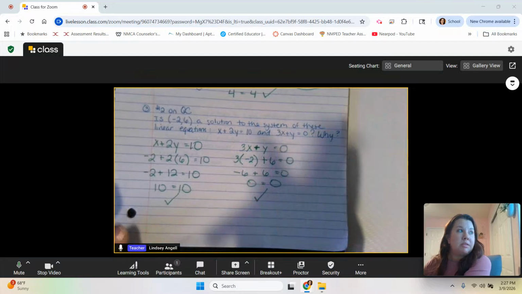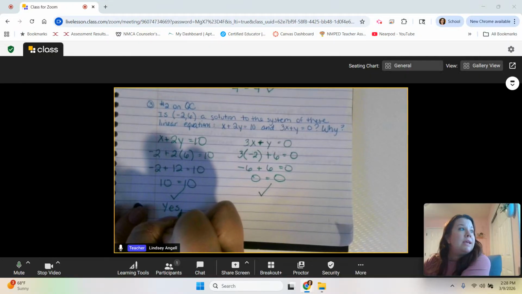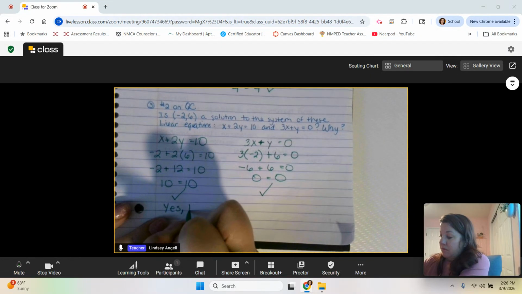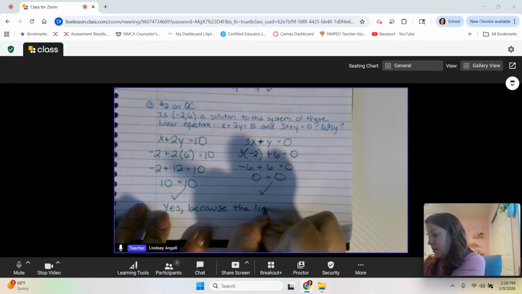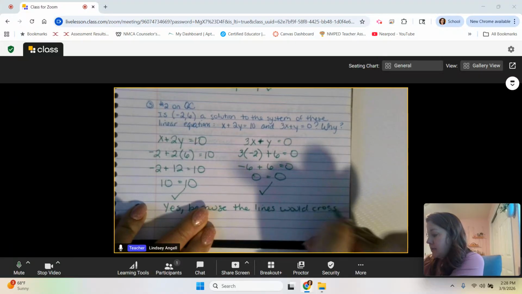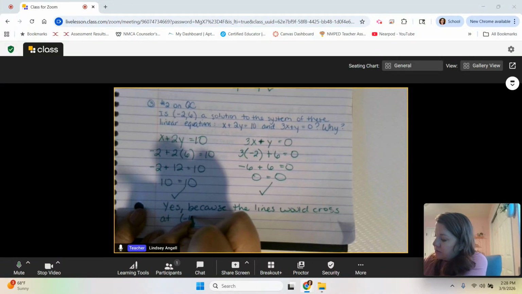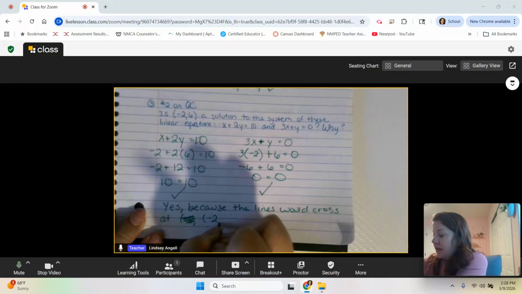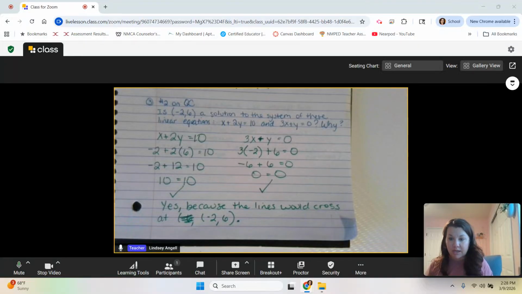So in this particular case, we would say yes, it is, because the lines would cross at negative 2, 6. Okay, that would be your final answer in that particular case.